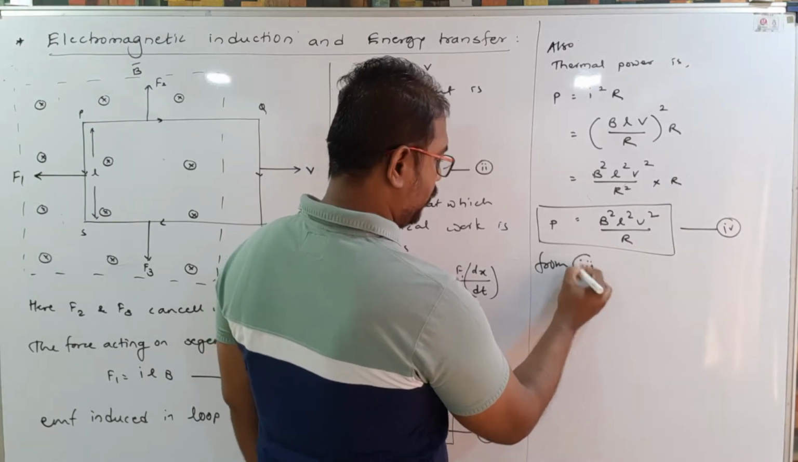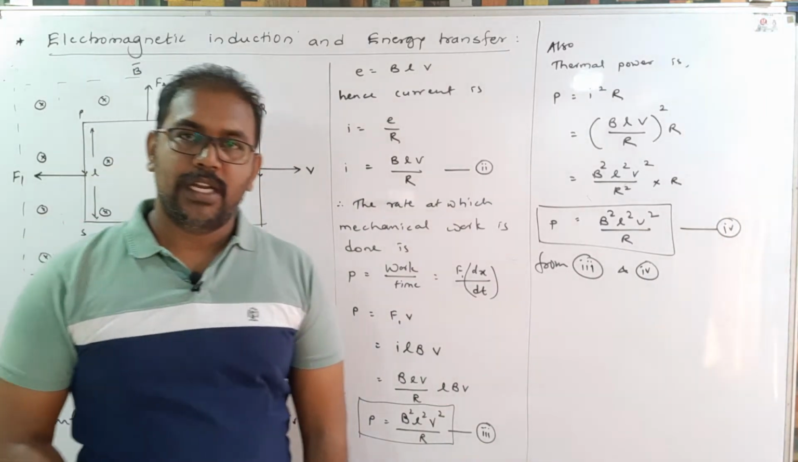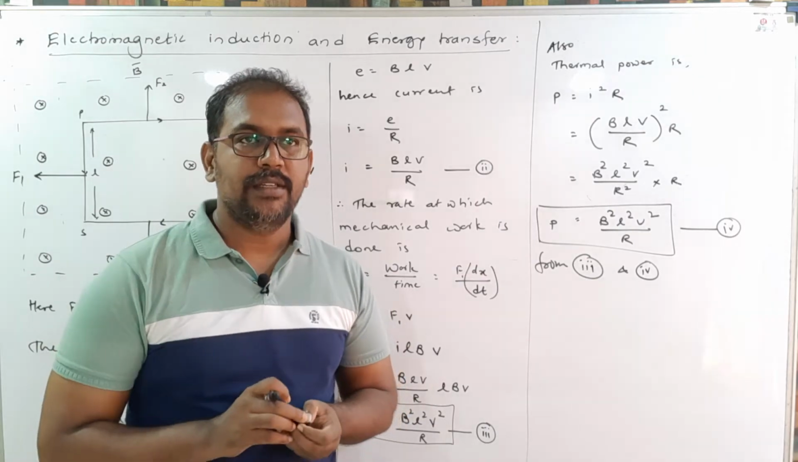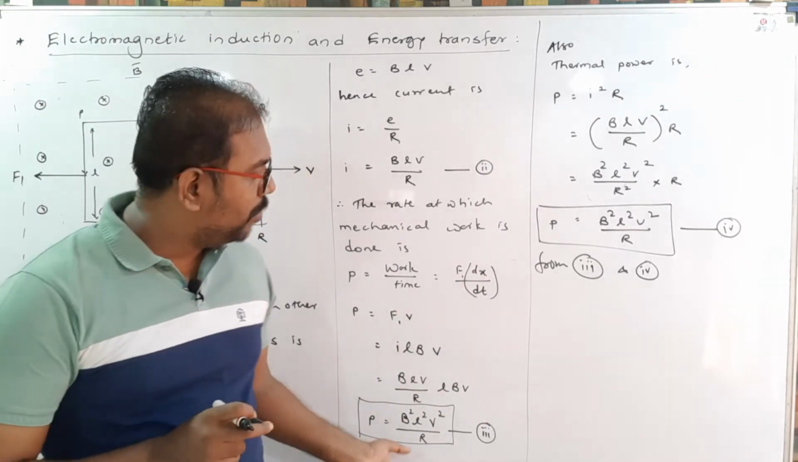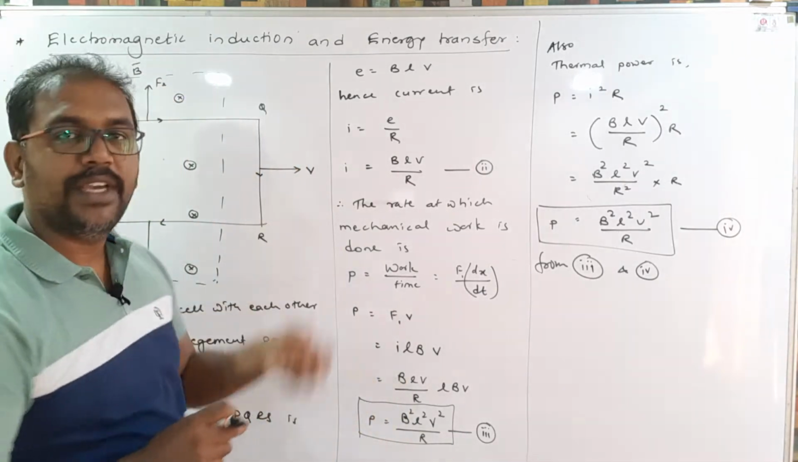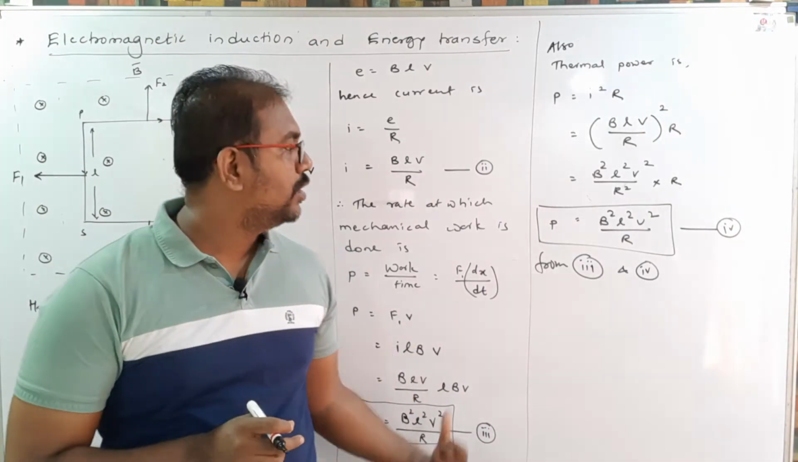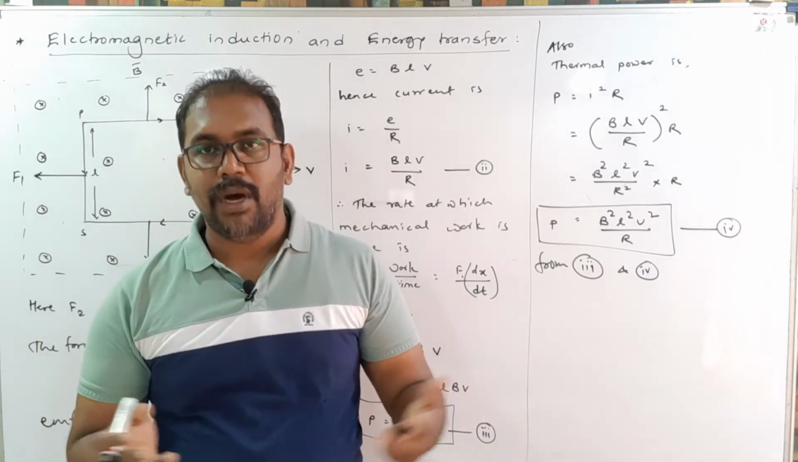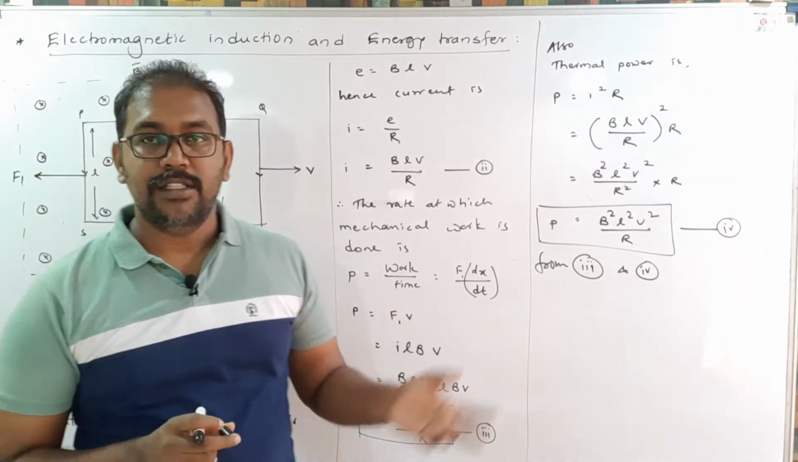Now you can see equations 3 and 4. Equation 3 is the rate at which mechanical work is done, and equation 4 is the rate at which heat is produced in a conductor. Both formulas are the same. So whatever mechanical work we are doing is converted into heat. Both powers are the same, therefore we can conclude that energy is conserved.